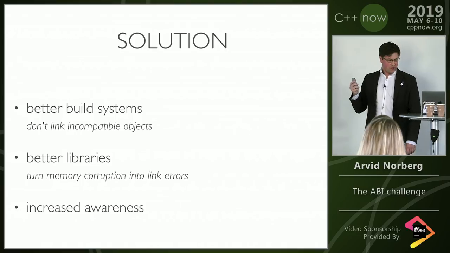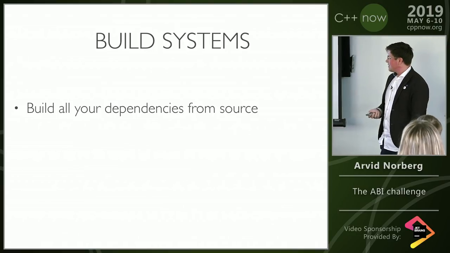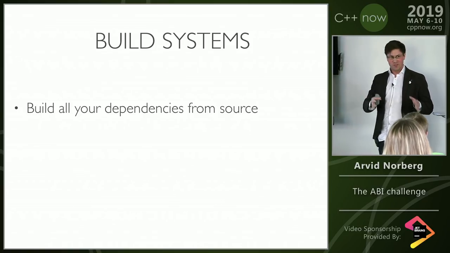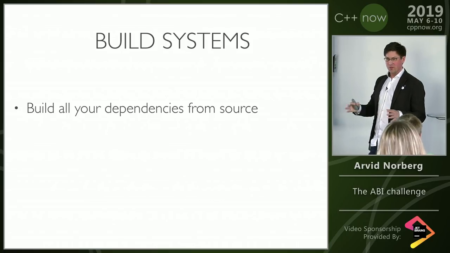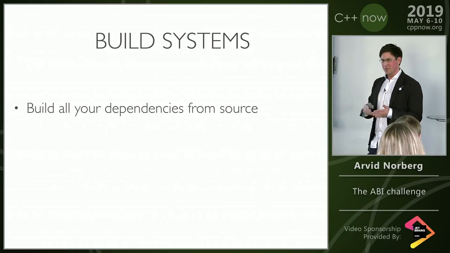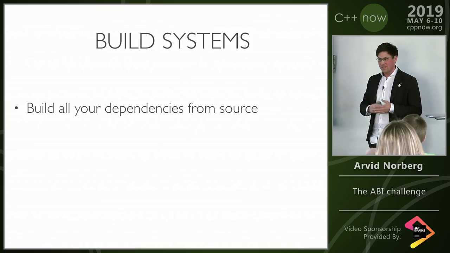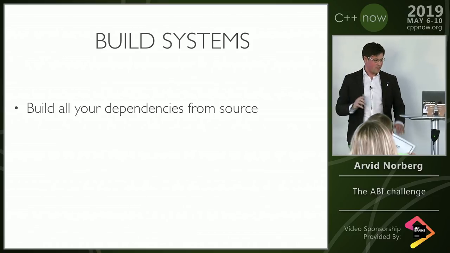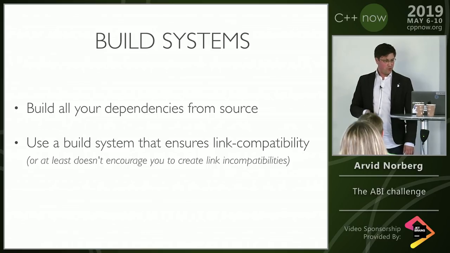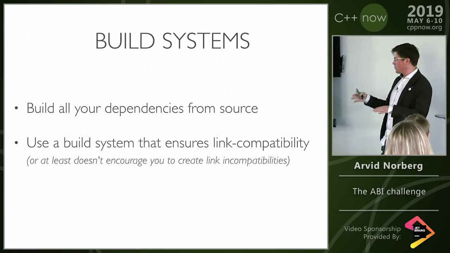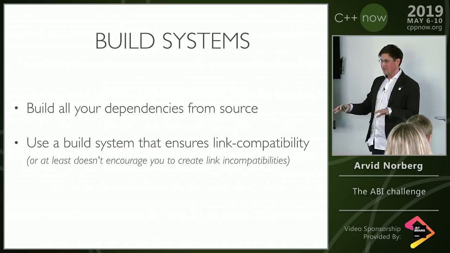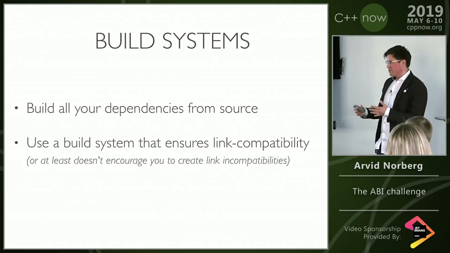So what can we do with build systems? The best way, the most reliable way you can ensure that your project doesn't suffer from these problems is to build all of your dependencies from source code with the same build system, with the same compiler flags, same version of C++, everything the same. And that's what many big companies do, which is great. You might want to use a build system that actually makes sure that it doesn't build different parts of your project with different compiler flags, or at least doesn't prod you into doing that.